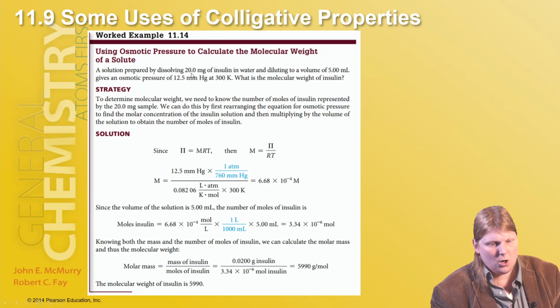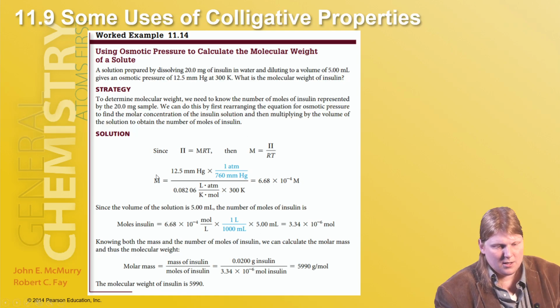So they say they dissolved 20 milligrams of insulin in water and they diluted it to some volume. They get an osmotic pressure and they want to calculate the molecular weight. So what I'll do with this is I'll use this to calculate moles, right? If I can calculate the moles from the molarity, then I can take the moles and I can take the grams and divide them by moles and get a molar mass. So that's the trick here.